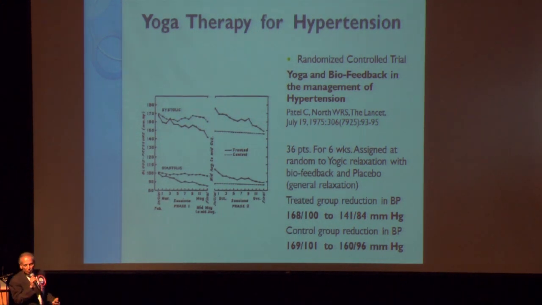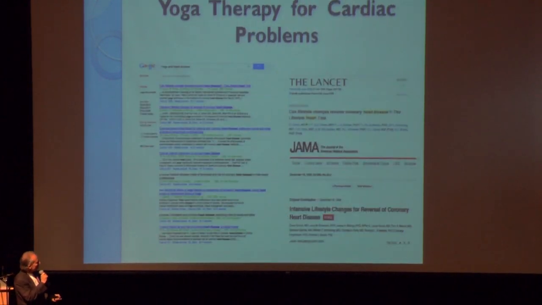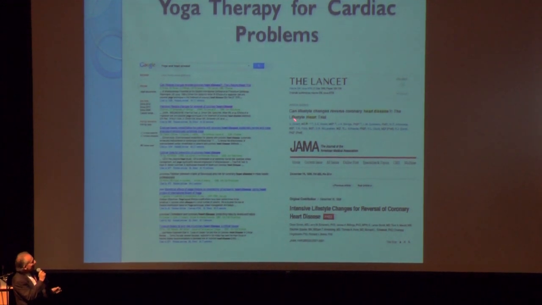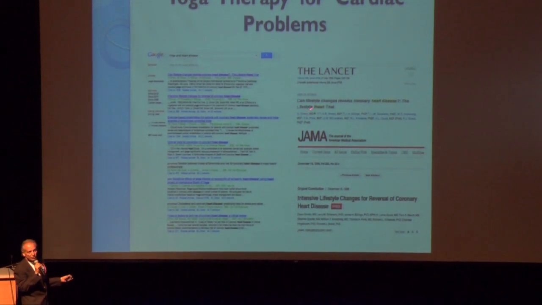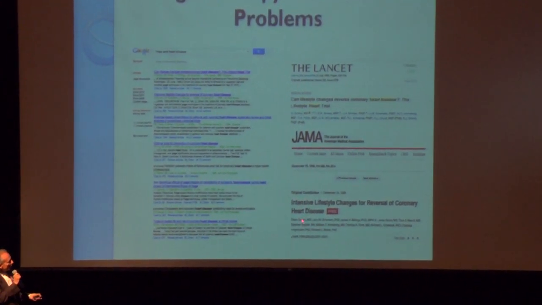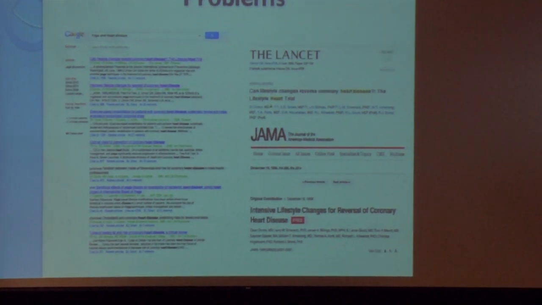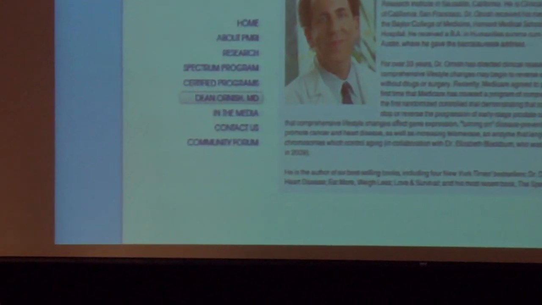I'm going to go over a lot of slides now because I just want to give you a little bit of a flavor of what yoga is for hypertension and heart disease. This is for cardiac disease. If you do the same Google Scholar search, you will see papers dating back to 1985 or 1995, and most of the journals are Lancet, JAMA, on intensive lifestyle changes, and it's all from Dean Ornish. Dean Ornish first showed that it is reversible.